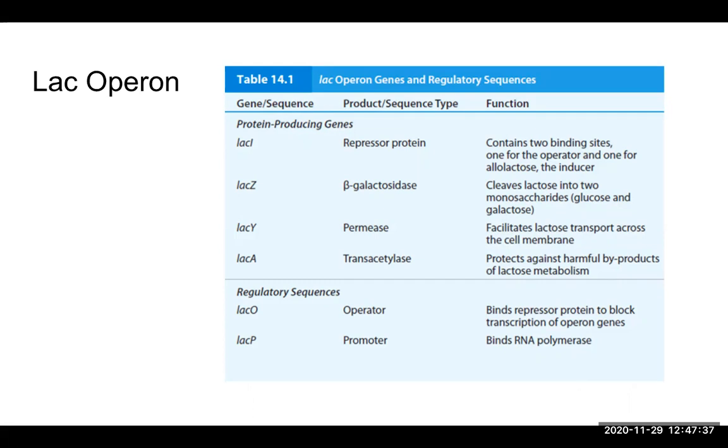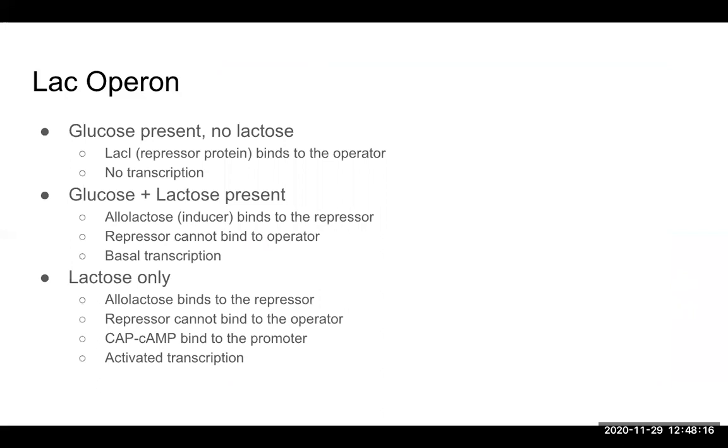Okay, so this is a super useful chart that I recommend you study before your exam. It goes over different kinds of protein-producing genes, their products, and what these products do. So lac-O and lac-P are pretty straightforward. Lac-I produces your repressor protein that we were just talking about. Lac-Z produces your beta-galactosidase, which cleaves your lactose. Lac-Y produces your permease. This helps your lactose get across your cell membrane. Lac-A produces your transacetylase, which essentially protects the cell from the byproduct of lactose metabolism. Next slide.